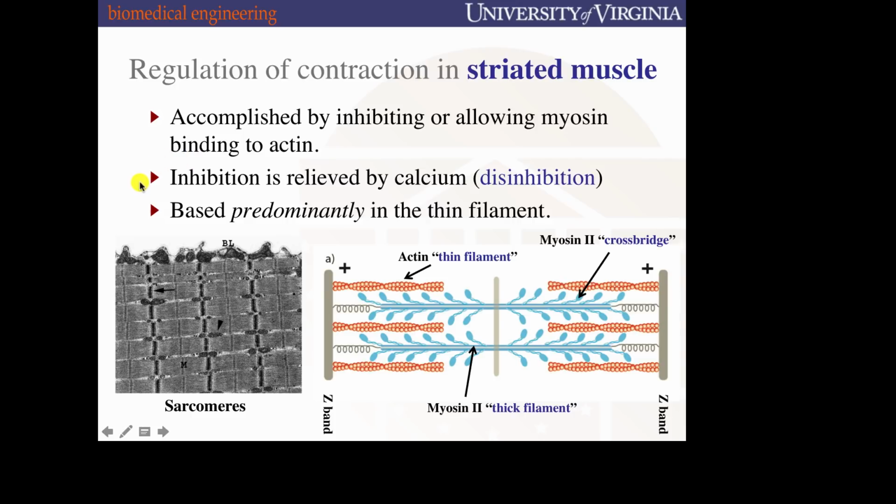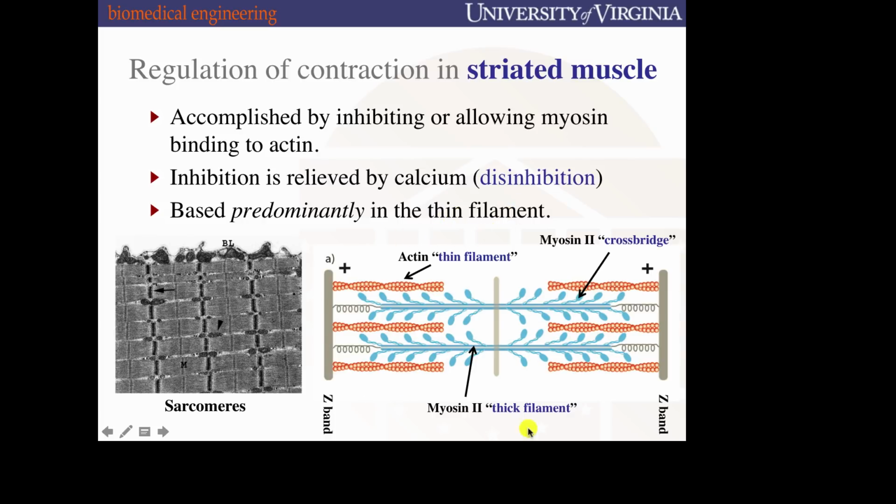In this particular case, there's a broad inhibitory activity associated with a protein complex, and this is relieved by things like calcium. This is a concept we call disinhibition, not activation, right? So we're not physically activating actin, we're not physically activating myosin. What we're doing is inhibiting an inhibitor. And so you'll oftentimes see this language of disinhibition. It's almost a double negative that leads to a positive event. This mechanism is based predominantly on what's called the thin filament.